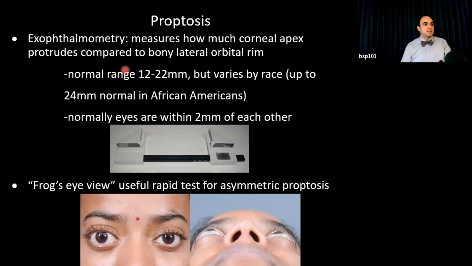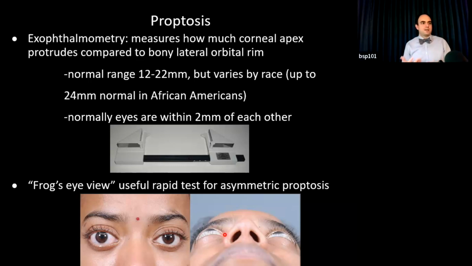It varies by race. In people of African heritage, it can be up to 24. And what is more important is trying to see, is the patient different than they used to be, or do they feel they look different? But we use this to measure the degree of proptosis and follow it over time. In terms of a non-ophthalmic practice, a good way to assess for asymmetric proptosis is the frog's eye view. You kind of bend down and look at them, or have them tilt their head back, and you look at their eyes and you ask them to look straight compared to their head.